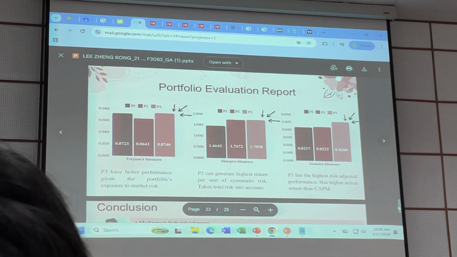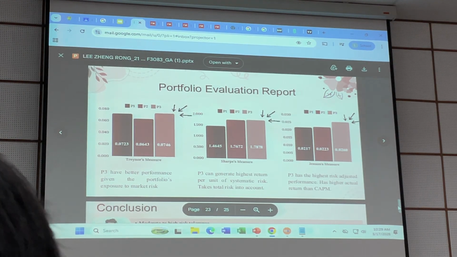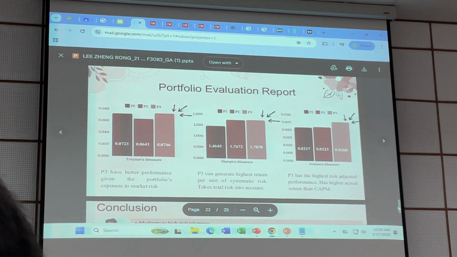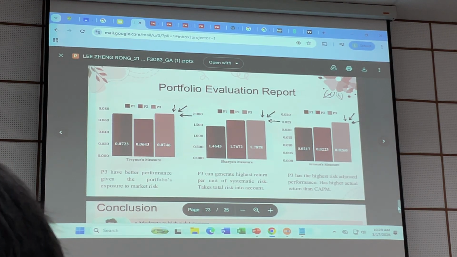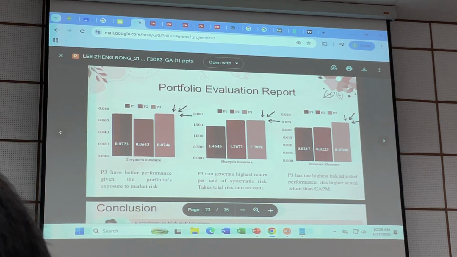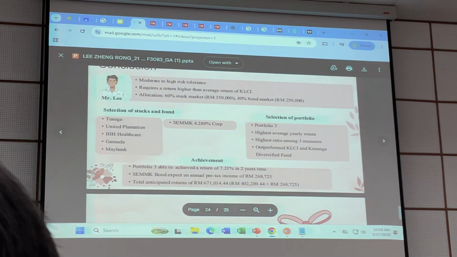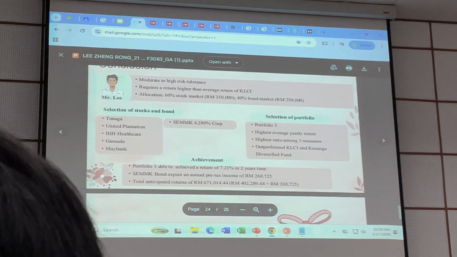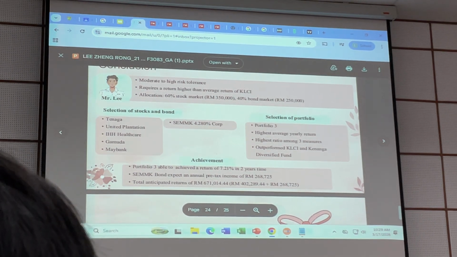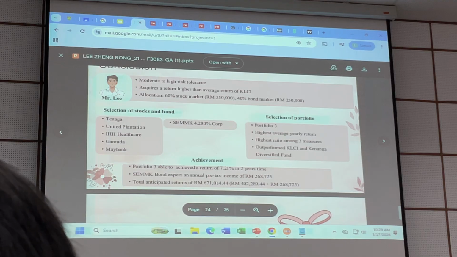If you give me inconsistent results, let's say Treynor you support portfolio 3, Sharpe you support portfolio 1, and Jensen you support portfolio 2, that's not consistent. So better to get consistent results. And finally, the conclusion. Based on overall moderate to high risk tolerance, portfolio 3 will be selected, with the 5 companies and achievement.